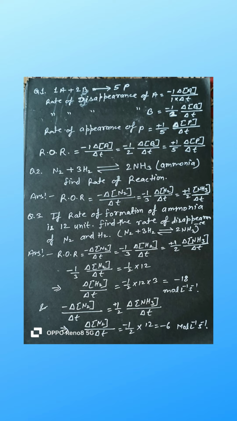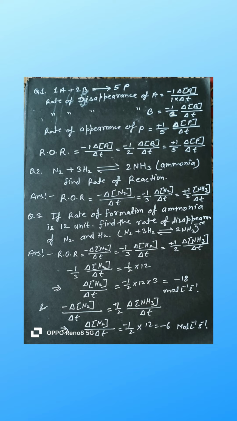1 by 2 times the rate of ammonia equals 12. So, 1 by 2 multiplied by 12 gives 6. This means the rate of reaction is 6. Now use this value to find hydrogen. 1 by 3 times the rate of hydrogen equals 6. So, multiply 6 by 3. The rate of hydrogen becomes 18. But hydrogen is a reactant, so we put a negative sign. The rate of hydrogen is minus 18 mole per liter.